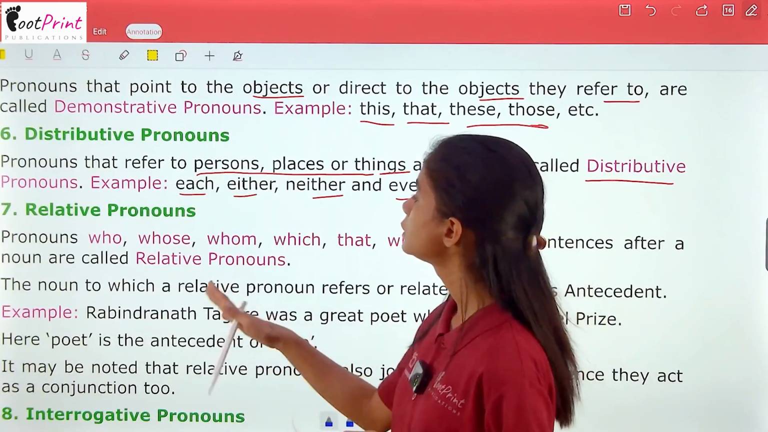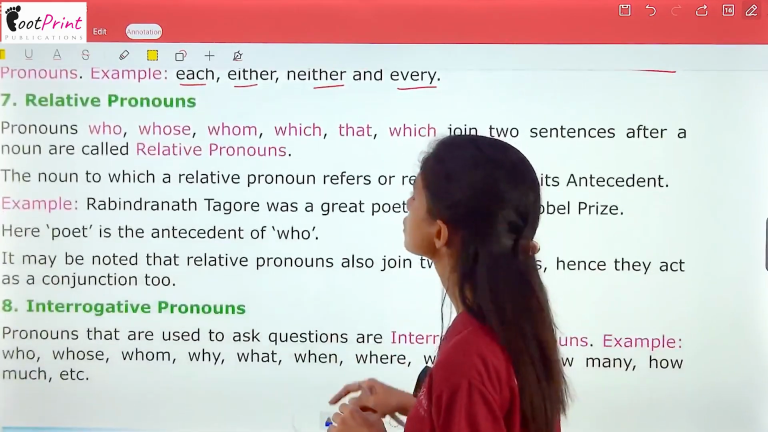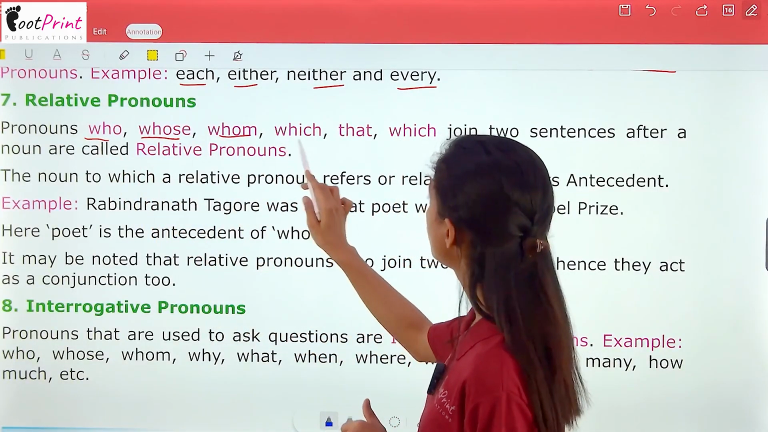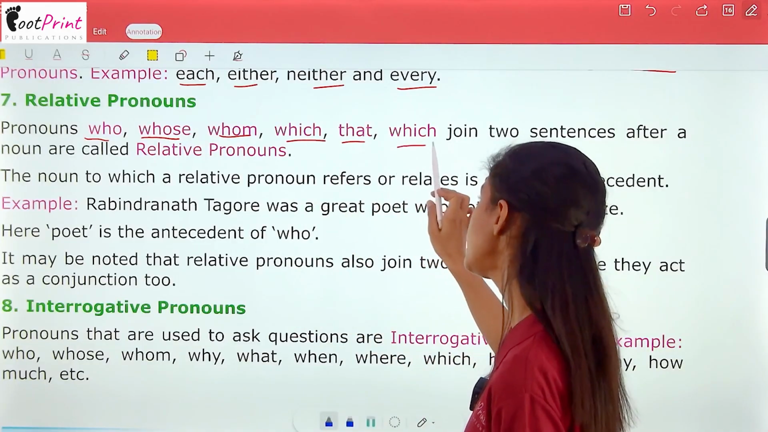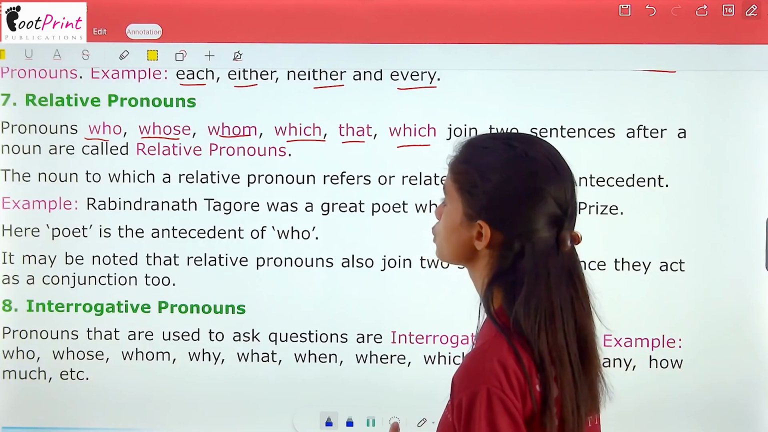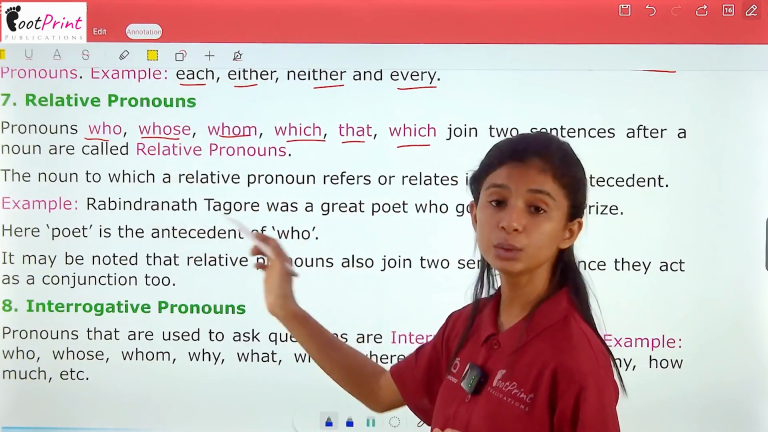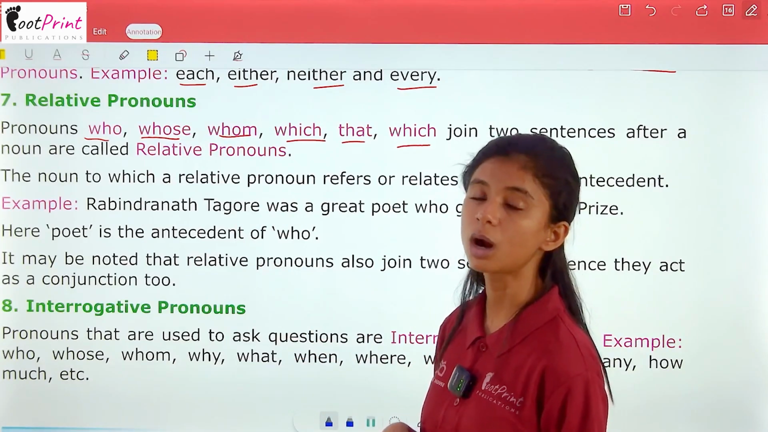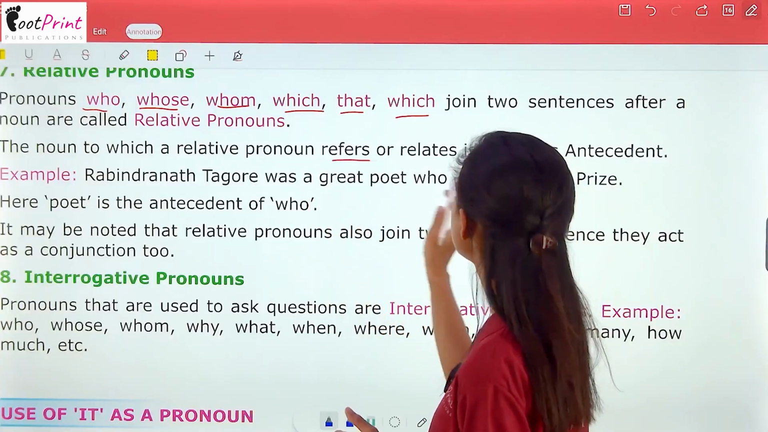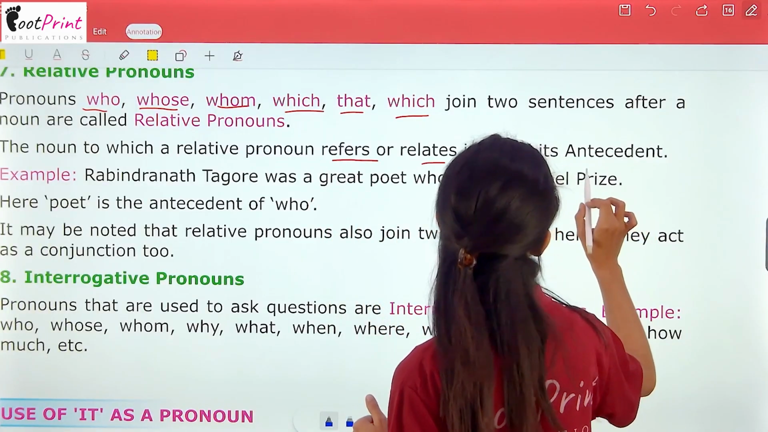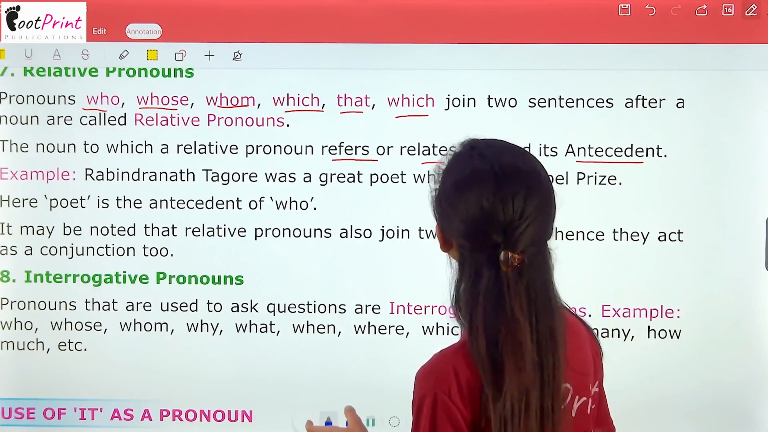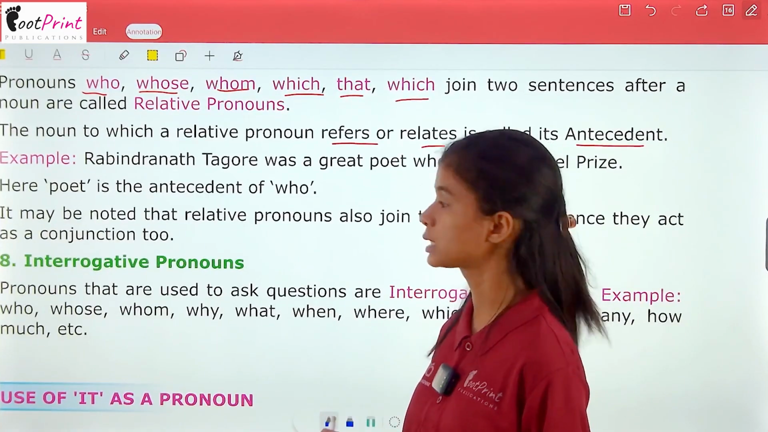Right? So they are pointing to he and she together. Right? Now we have relative pronouns. Pronouns who, whose, whom, which, that, which join two sentences after a noun are called relative pronouns. So basically when these words are used to join sentences are called relative pronouns. The noun to which a relative pronoun refers or relates is called antecedent. वो noun जिसको relative pronouns refer करते हैं, they are known as antecedents.